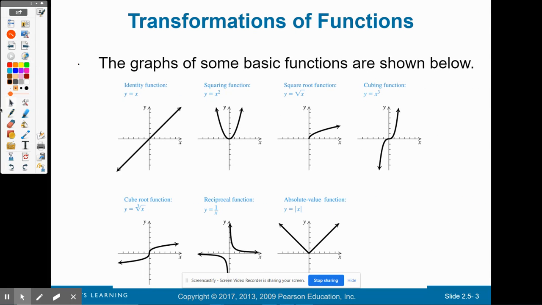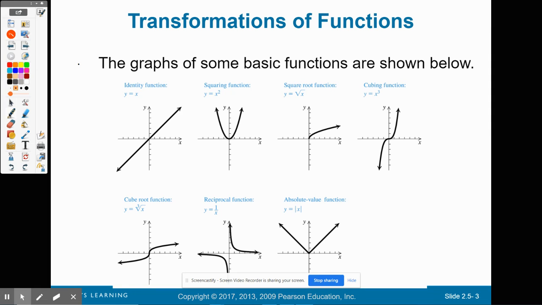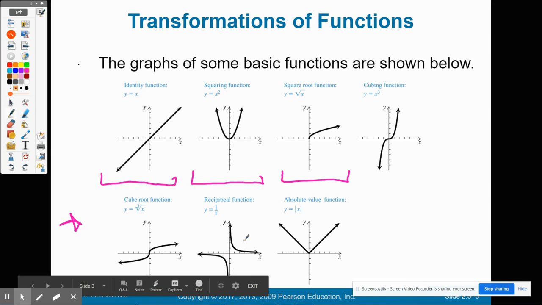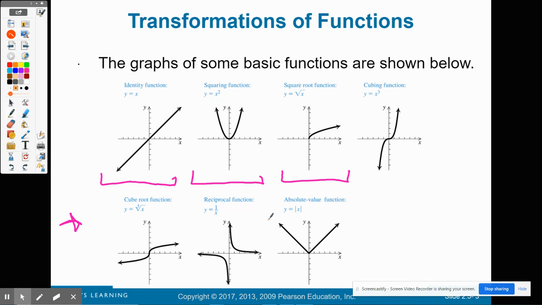So the first thing you need to know are the mother functions, okay? So the first one is the identity function, y equals x. So you can copy that down. You know y equals x squared is your quadratic, your parabola. The square root function is like half of a parabola. This is your cubic function. This one is a new one, the cube root of x. You'll want to put that in your notes real quick, the cube root of x. The reciprocal function also might be a little bit new for some of you. Looks like this. And then the absolute value function, which looks like this.